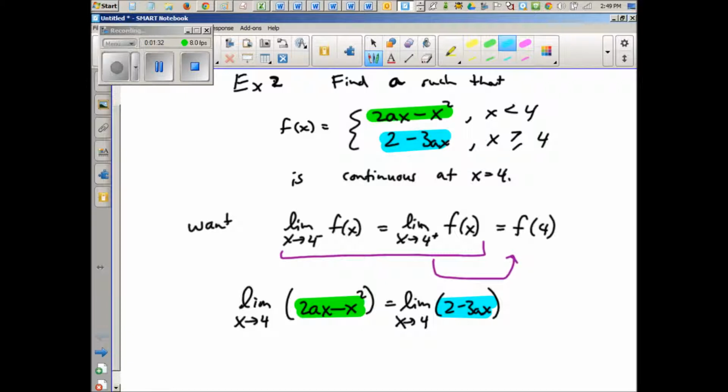I don't need the minus and plus superscripts on the 4 anymore. Notice I dropped that. I don't need that anymore because I've already chosen the left and right pieces. So why write minus and plus? It's sort of redundant, isn't it?